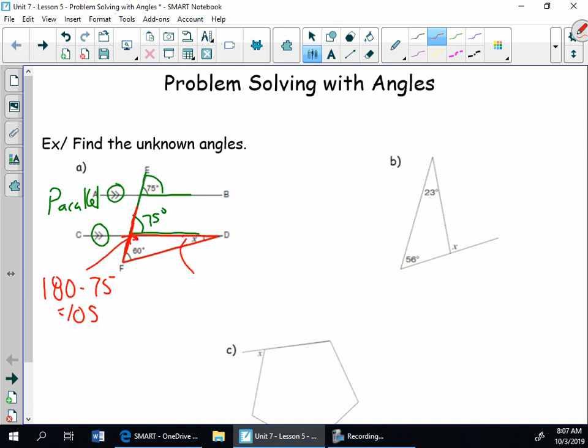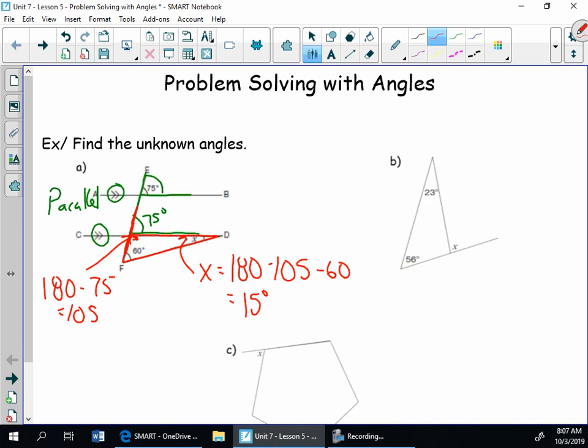Now I can find x, because x is part of my triangle. We know triangles make 180. And if we know two of the parts, the 105 and the 60, we can figure out the third part, which has to be 15 degrees. Okay, so some big clues in this one.